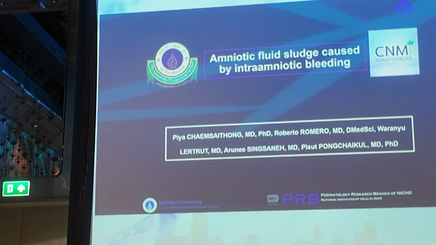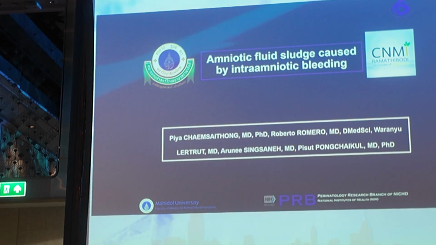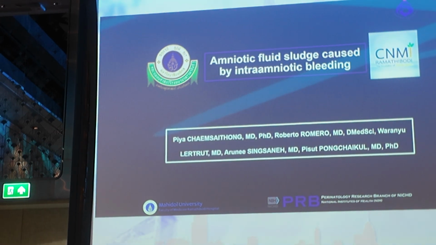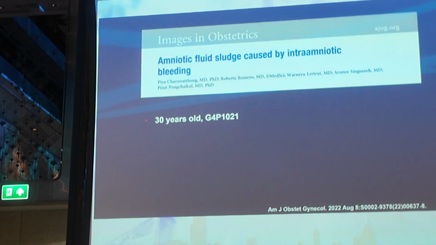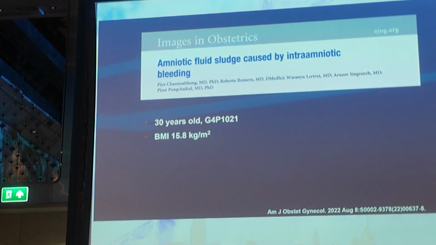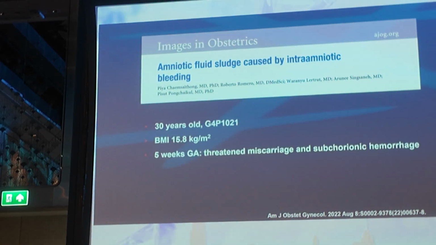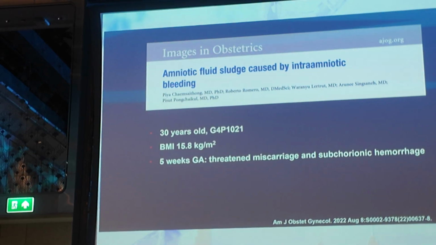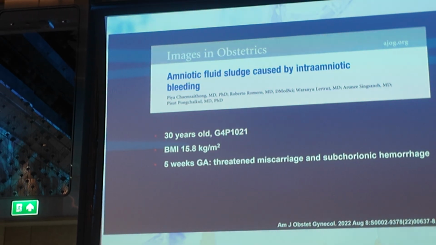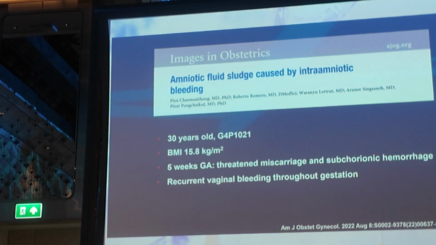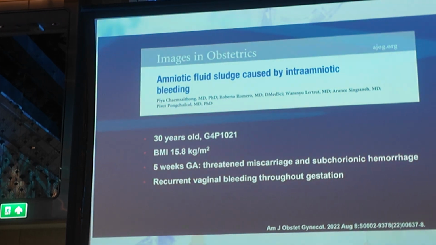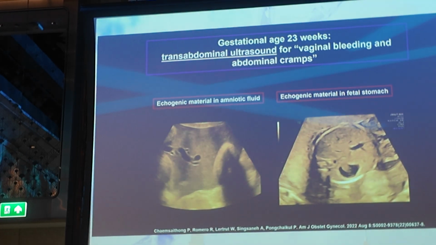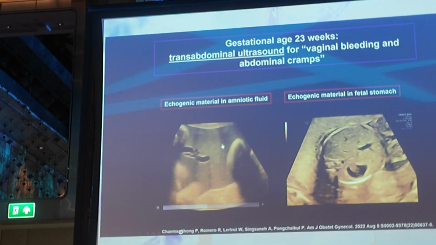Now, to close, what happened? This is not sludge. I'm going to show you this case that Pia did in her university. It's a patient who presents at 30 years of age. BMI, she was thin. She had a threatened miscarriage with subchorionic hemorrhage, the most common complication of pregnancy, and she had recurrent vaginal bleeding during pregnancy. And this is the first picture that I show you.